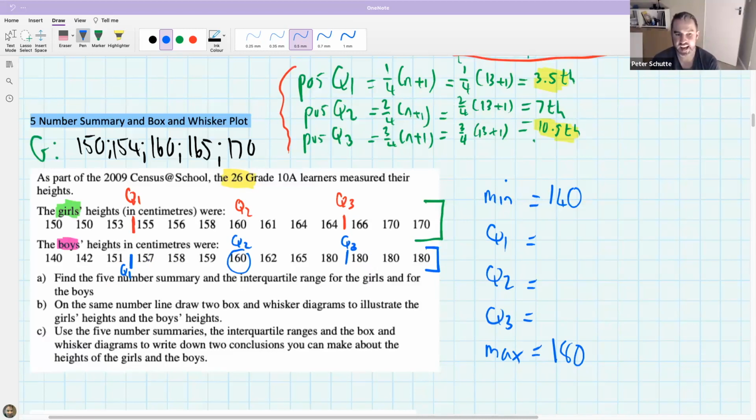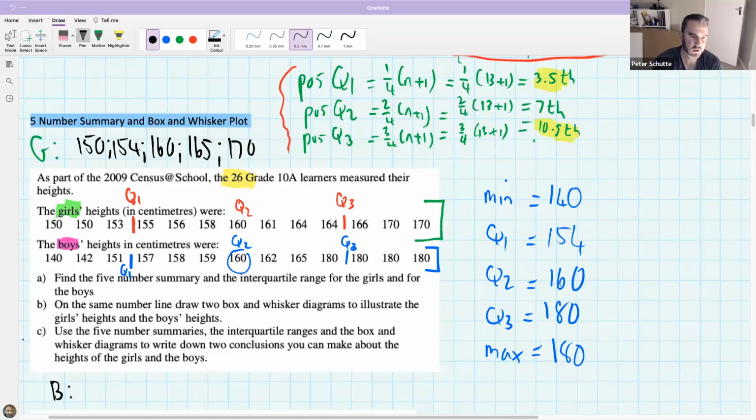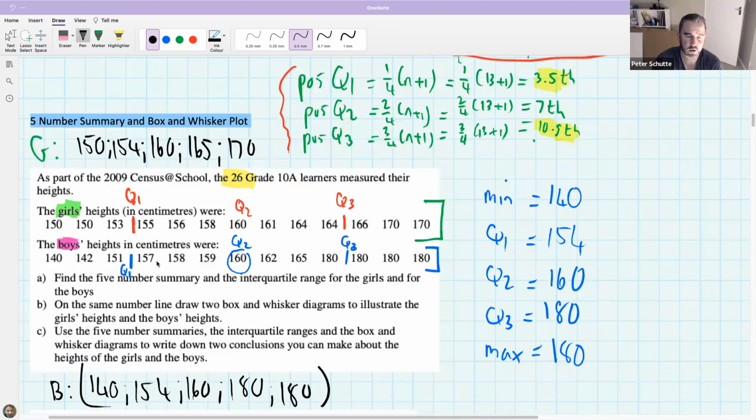So what I get is Q1 is halfway between 151 and 157. And what I would do is add them together and divide by 2. And you should get 154. For Q2, you should get 160. And for Q3, you should get 180. And so for boys, your 5-number summary is going to look like that. So that's for boys, and that was for girls.